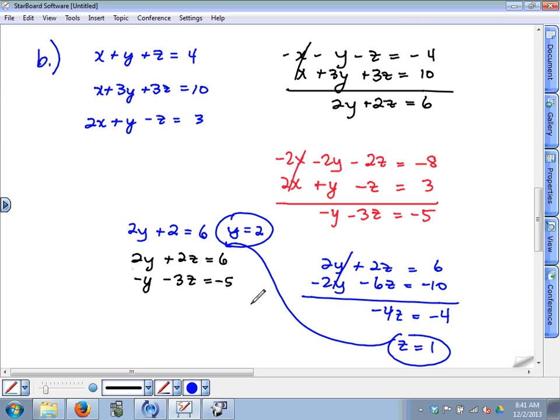Take both of these variables, now y and z, and choose any one of the original equations, but the top one's probably going to be your best shot. If z is 1 and y is 2, they all have to add together to be 4. So what does x have to equal? 1. X has to be 1.